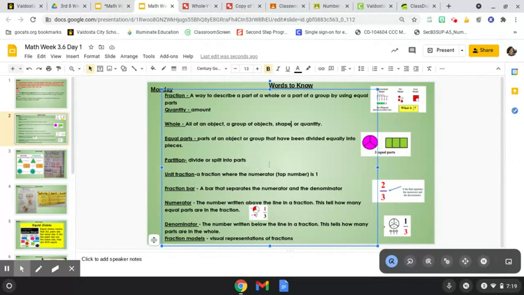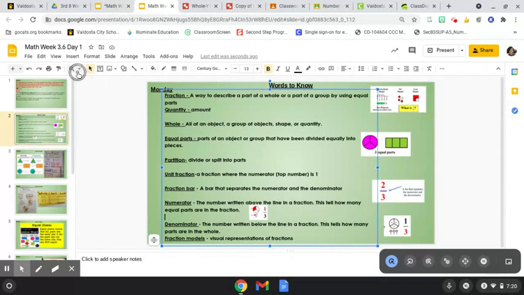Unit fraction, a fraction where the numerator is 1, the number on top. A fraction bar, a bar that separates the numerator and the denominator. Numerator, the numerator written above the line in a fraction. This tells how many equal parts are in a fraction. It is the top number in a fraction. The denominator is the number below the line in a fraction. It's the bottom number. This tells how many parts are in the whole. Fraction models are visual representations of fractions.